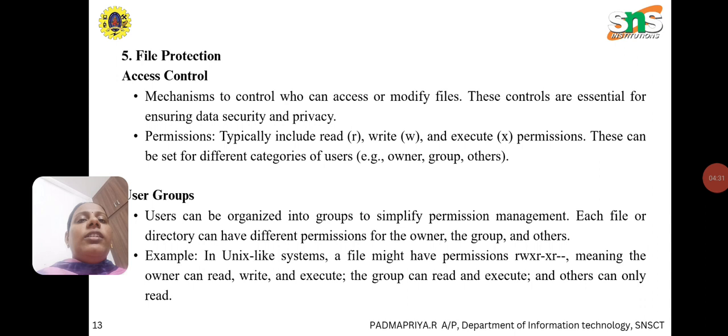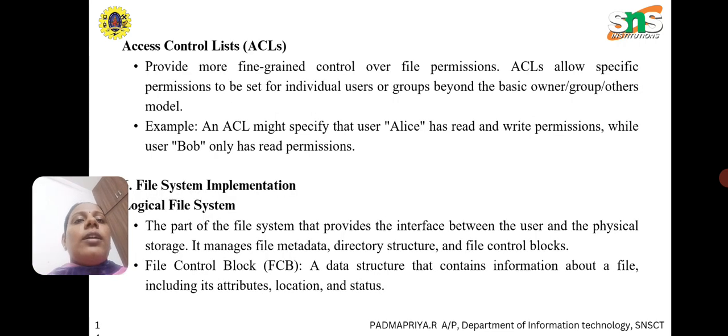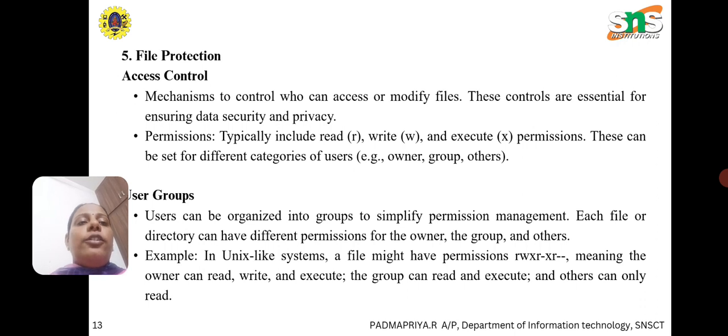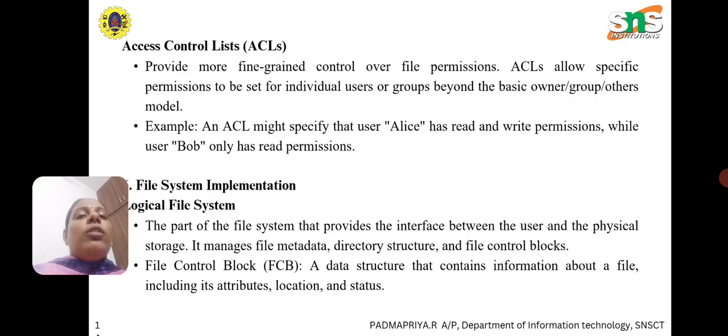So these are all the file protection topics which we discussed: access control, user groups, and access control list. Under access control, we have seen the permissions, what kind of users can access that particular file, which can be explained by user groups, and what kind of list we have given to the users, which is the access control list.